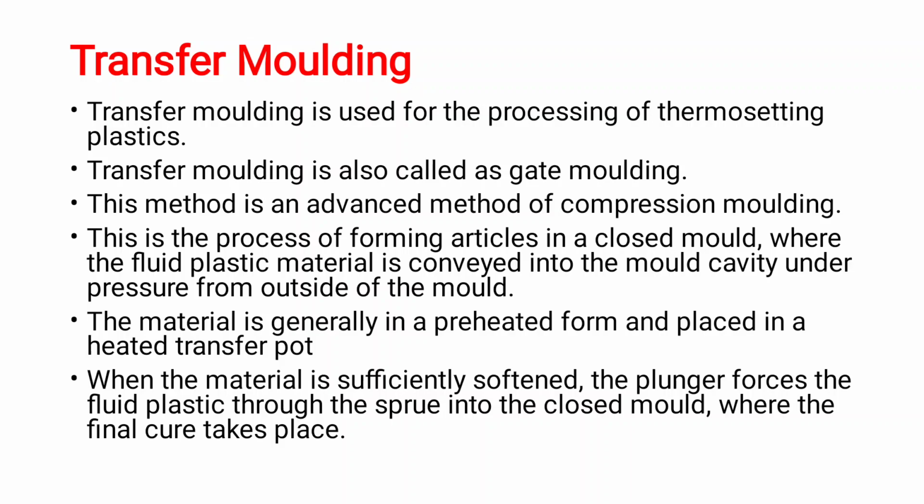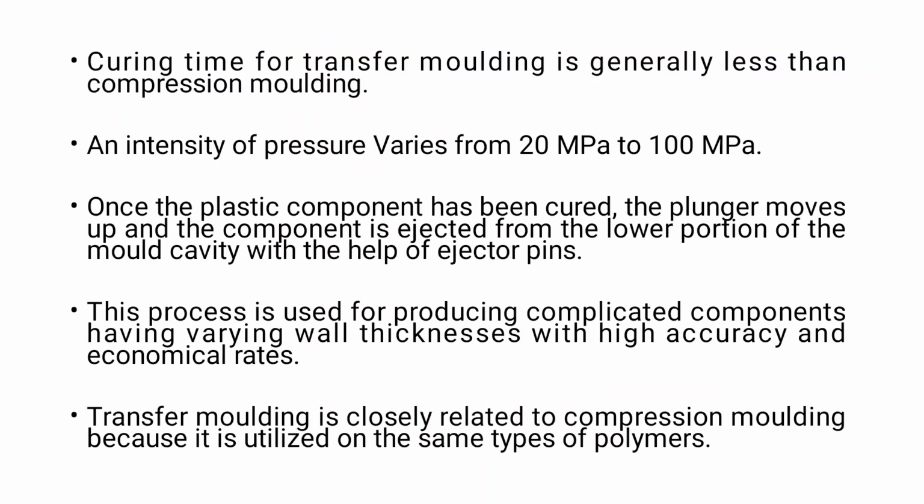The material is generally in preheated form and is placed in the heated transfer pot. When the material is sufficiently softened, the plunger forces the fluid plastic through the sprue into the closed mold. There the final cure takes place. The curing time of transfer molding is generally less than compression molding, and the intensity of pressure varies from 20 megapascal to 100 megapascal. Once the plastic component has been cured, the plunger moves up and the component is ejected from the lower portion of the mold cavity with the help of an ejector pin.